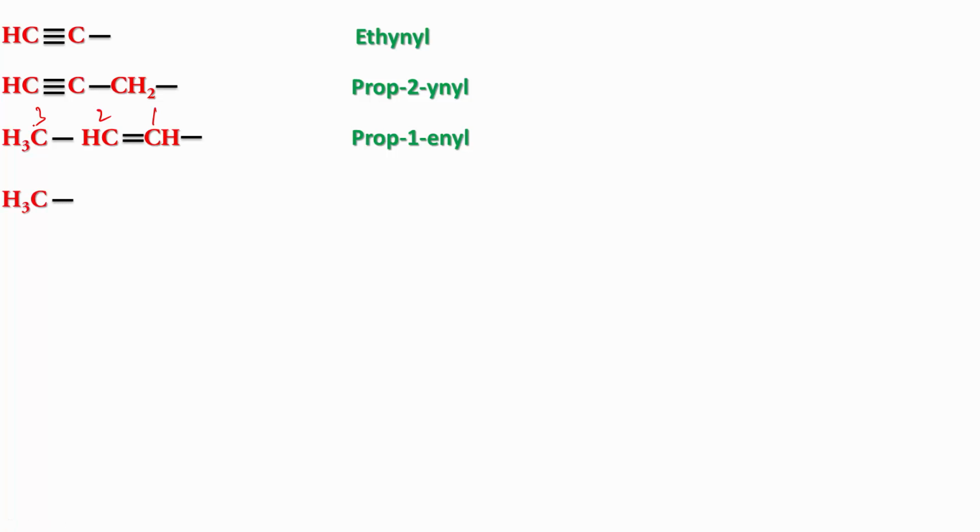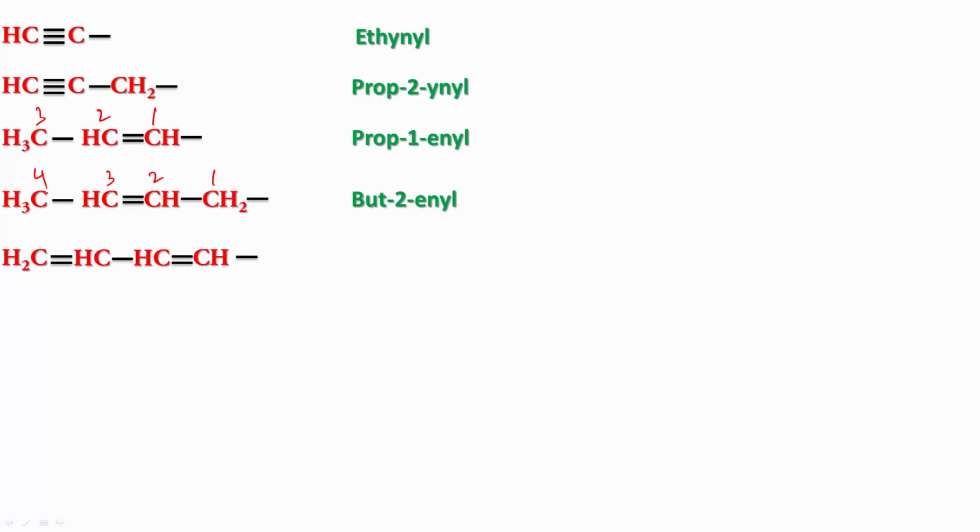Try this. What is this? 1, 2, 3, 4. So what would you call this? It's butene. But-2-enyl. How about this one? Isn't it a butadiene? So buta-1,3-dienyl.